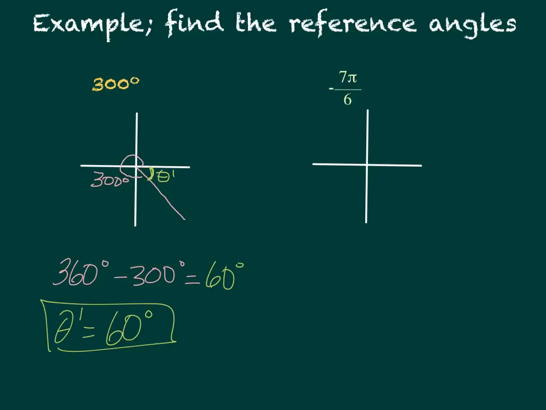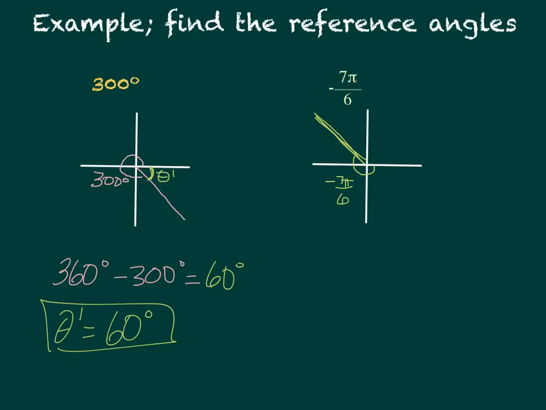And the next one, if we have our angle at negative 7 pi over 6, well, like I said, if it's negative, we're going to be going clockwise. So I'm going clockwise halfway around, that's pi. So it's a little more than pi because it's 7 pi over 6. So I'm going to be coming all the way around to about there, and that's where my angle is going to be. So that is negative 7 pi over 6.